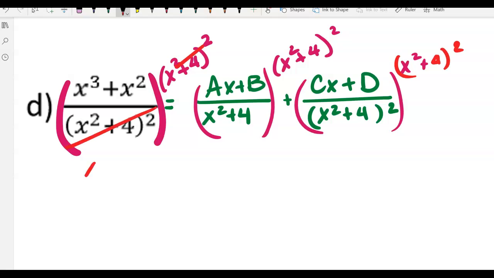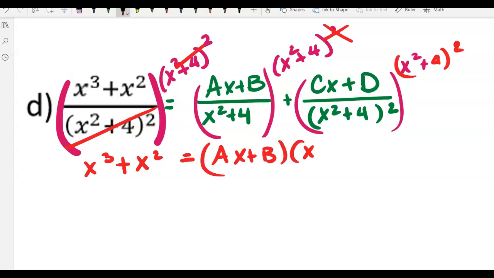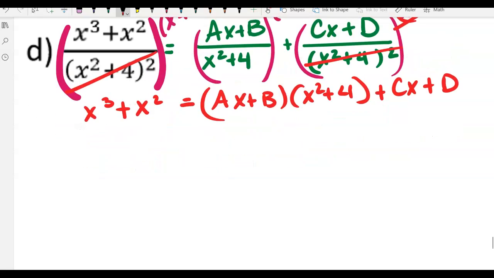Cancel. We have x cubed plus x squared left. Over here, what's left? Yeah, so only one of the factors is left over, right? Then over here, last one, what's left? Or if nothing's left? Yep, so we have Cx plus D. So next, tell us what to do. FOIL, you're right.